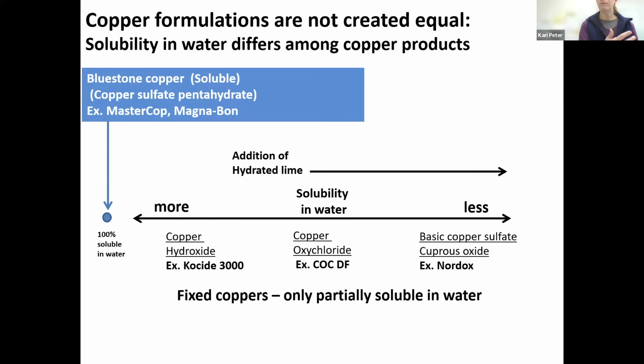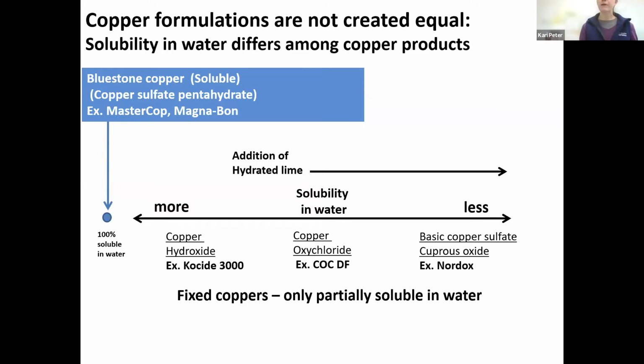So there's more ability of the copper ions to be released readily from that insoluble copper, from that fixed copper. In contrast to something like basic copper sulfate or cuprous oxide, which is less soluble in water. So again, it's probably going to take more water to be able to release those ions. But again, these are all fixed coppers, and then copper oxychloride is kind of right in the middle there.